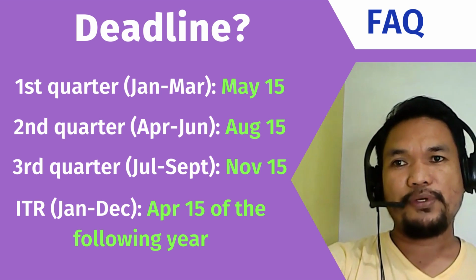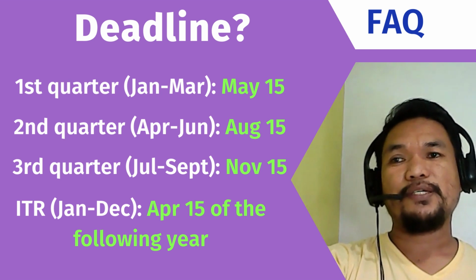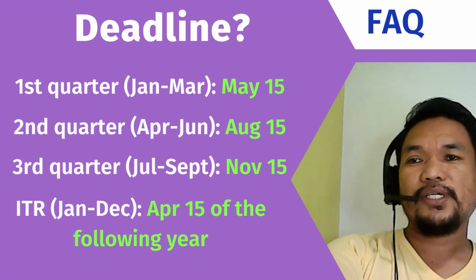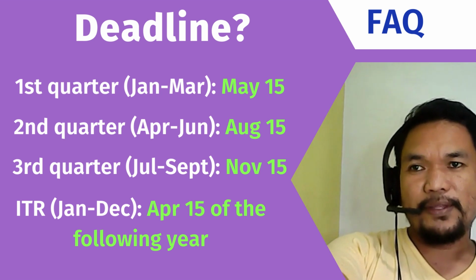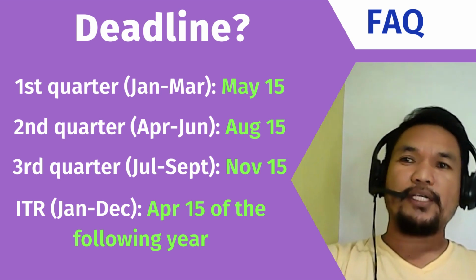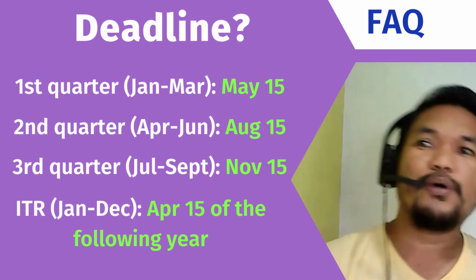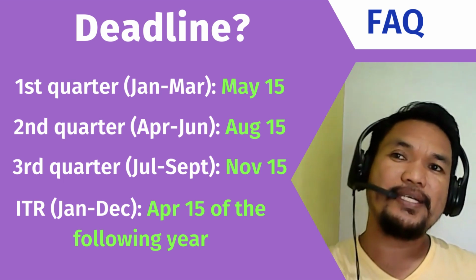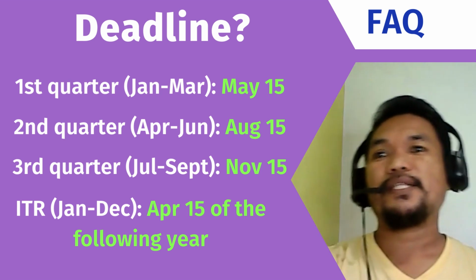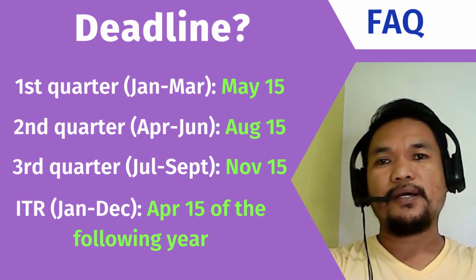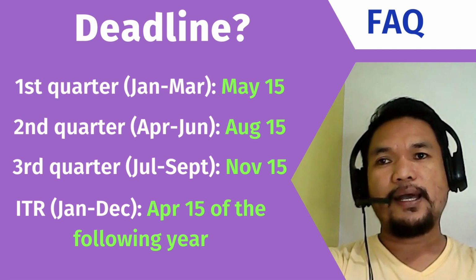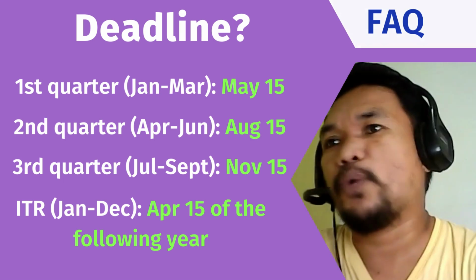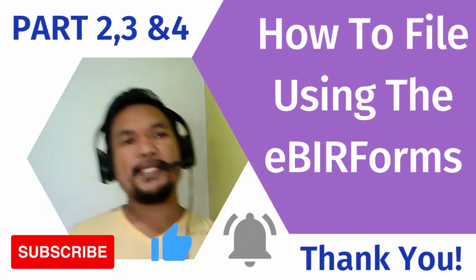Again, that's up to the third quarter, because the fourth quarter is finalized using the income tax return. That income tax return serves as your fourth quarter or the final return, composed of your January to December income. The deadline for the annual income tax return is on the 15th of April of the following year. So today is 2022, so the deadline for your ITR will be April 15 of the year 2023.